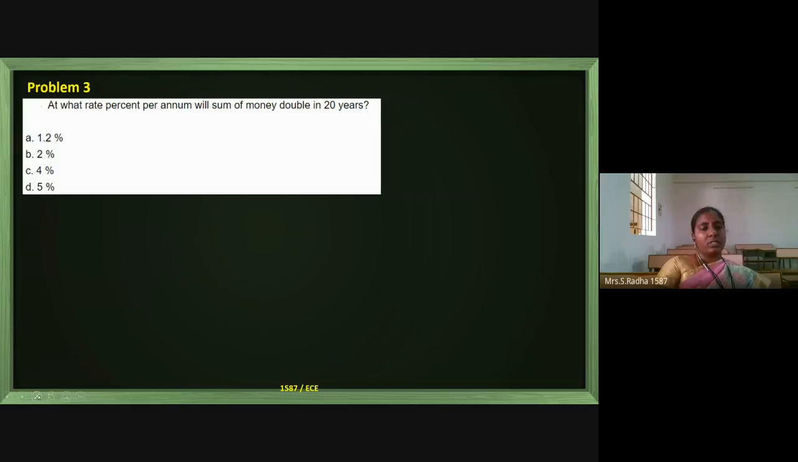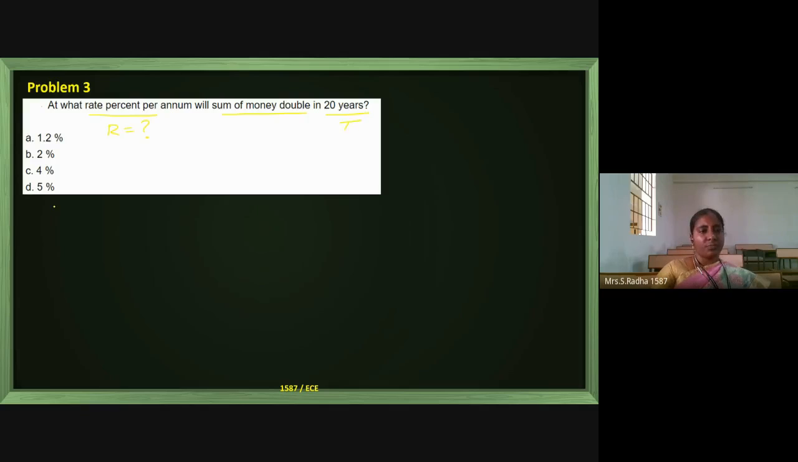Now I am coming to the third problem. At what rate percent per annum will a sum of money double in 20 years? Okay, so whatever details are given, we will try to work with them. We have to calculate the percentage, the R value. The sum of money will double, and the time is 20 years.